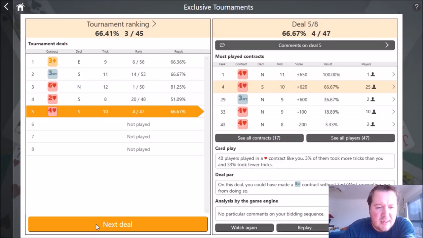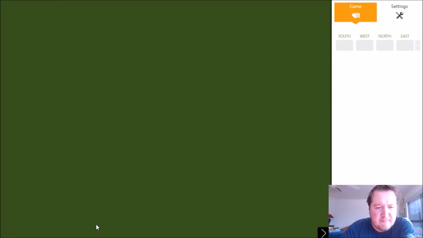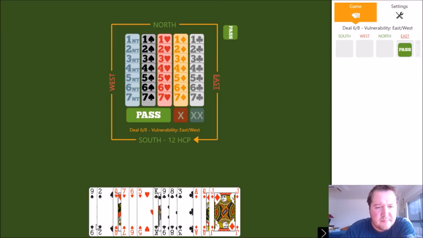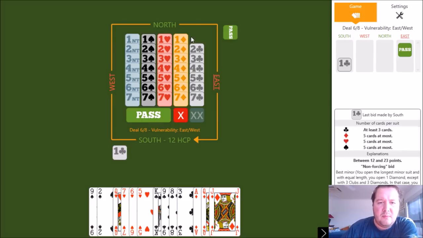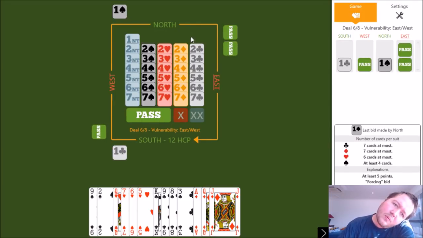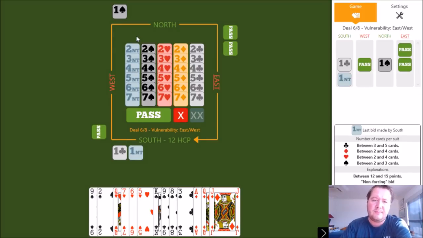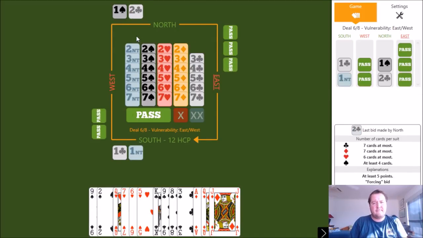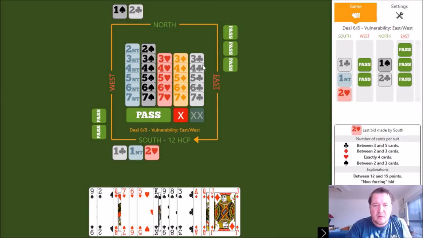So let's move on to board number 6. So here we've got a flat 12 count, so just going to open one club. One spade, just rebid one no trump. Two clubs, is this just to play? This is a relay bid. What's two hearts show? Okay, let's try that.